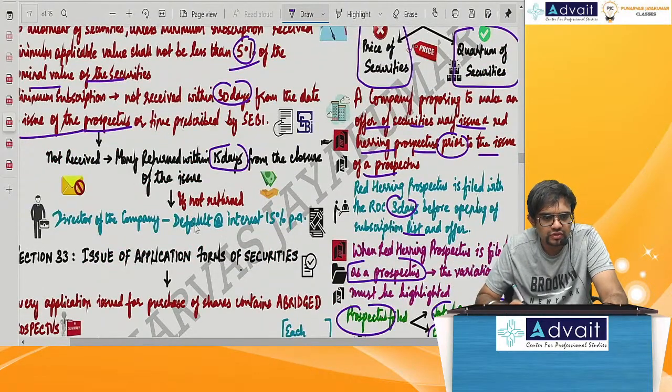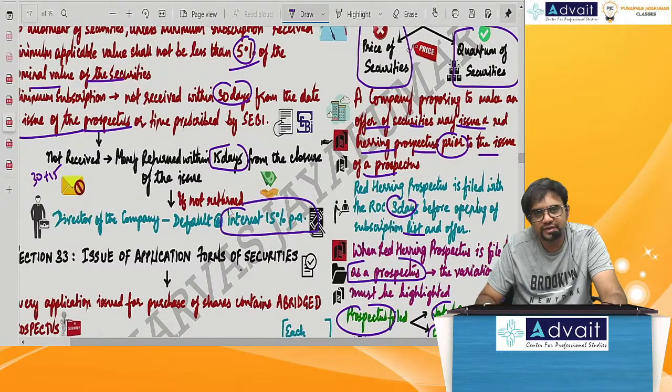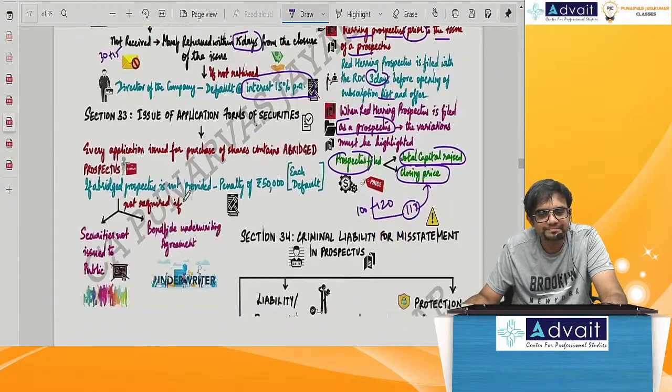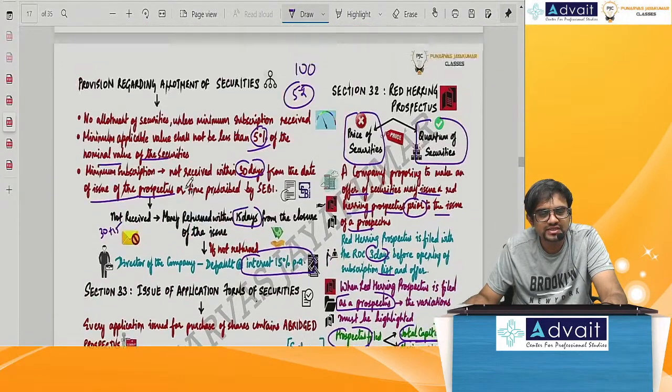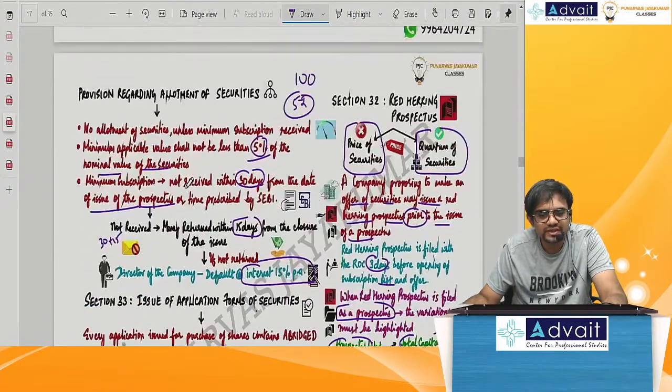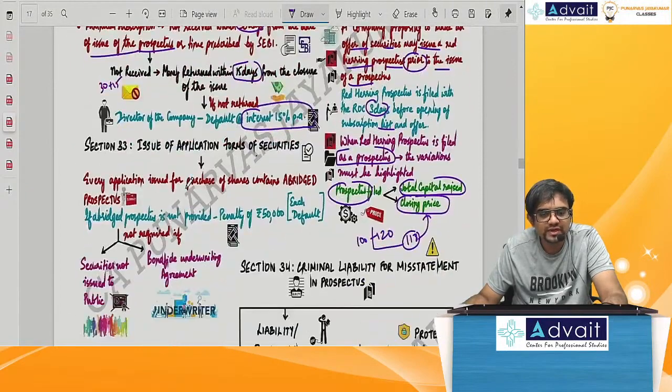Very simple. First 30 days time is given, then 15 days extra time is given. You need to return the money. If you do not return the money, then it will be considered a default and you will have to pay an interest of 15% per annum. 15% per annum interest has to be considered, is what they are trying to tell. Got it, buddies? That is section 30, 31, 32, where the rules we will take.